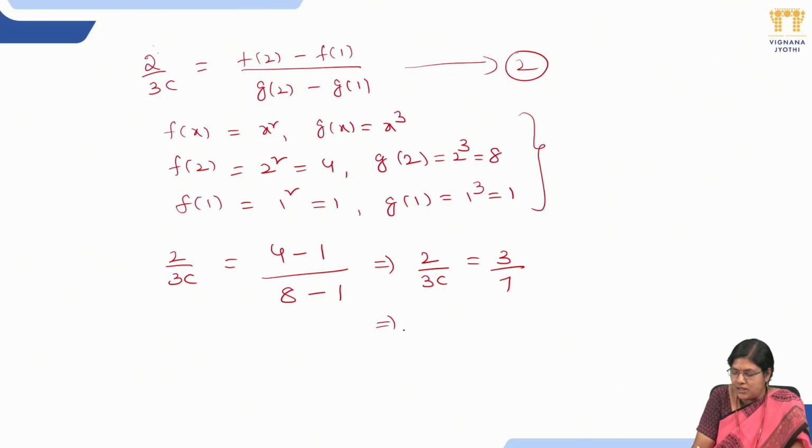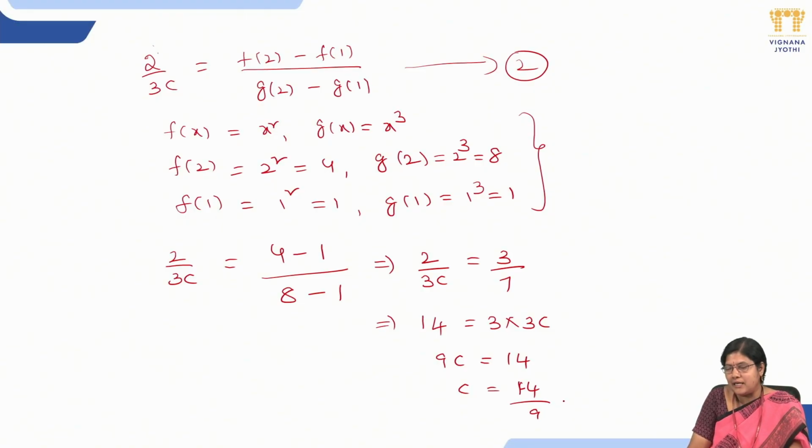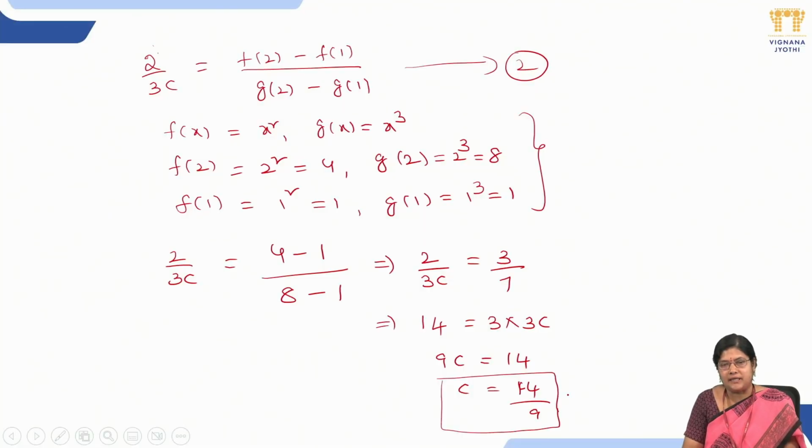From this, cross multiplying, we have 2 into 7 is 14, 3 into 3c. So 9c is equal to 14. C is equal to 14 by 9. This value clearly belongs to the given interval. Therefore, the value of C by using Cauchy mean value theorem is 14 by 9.